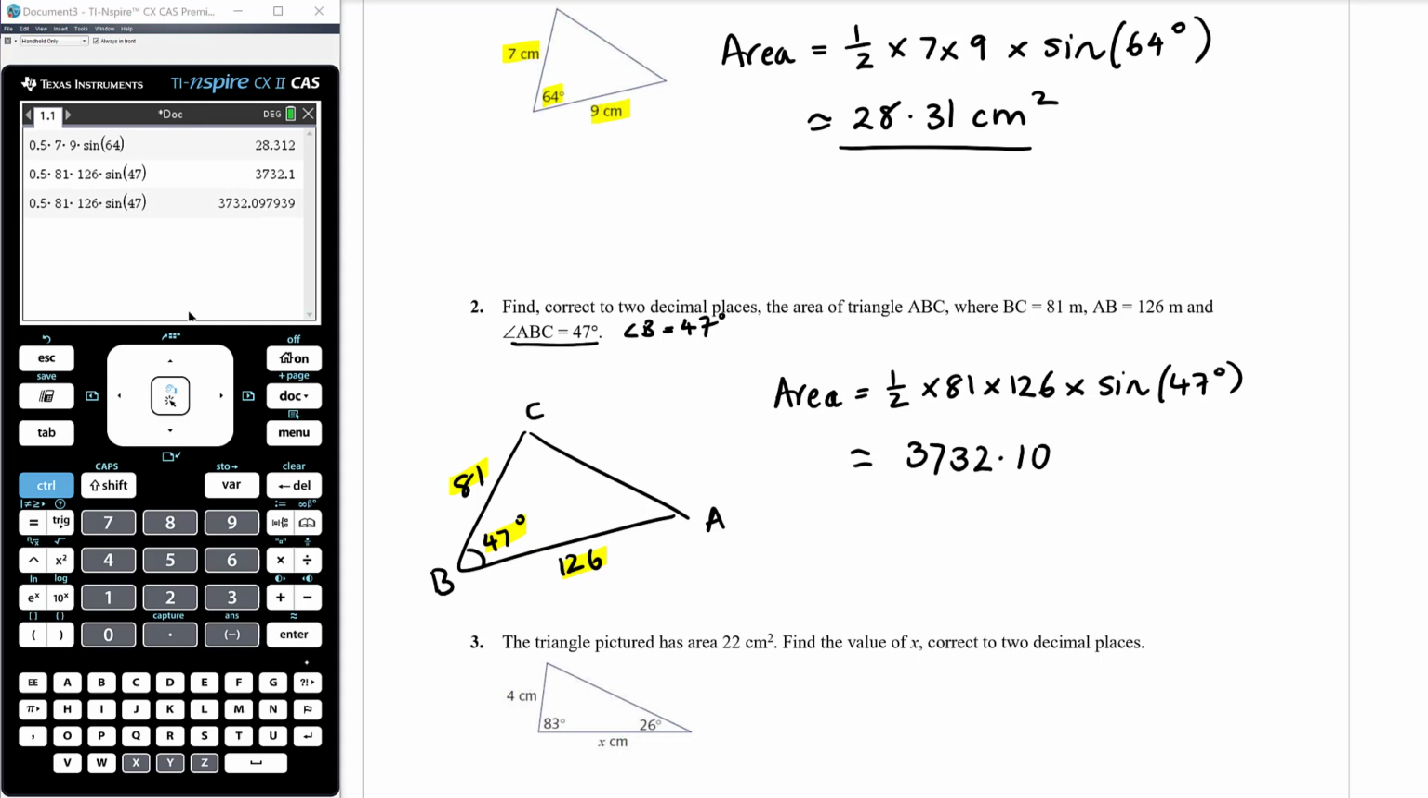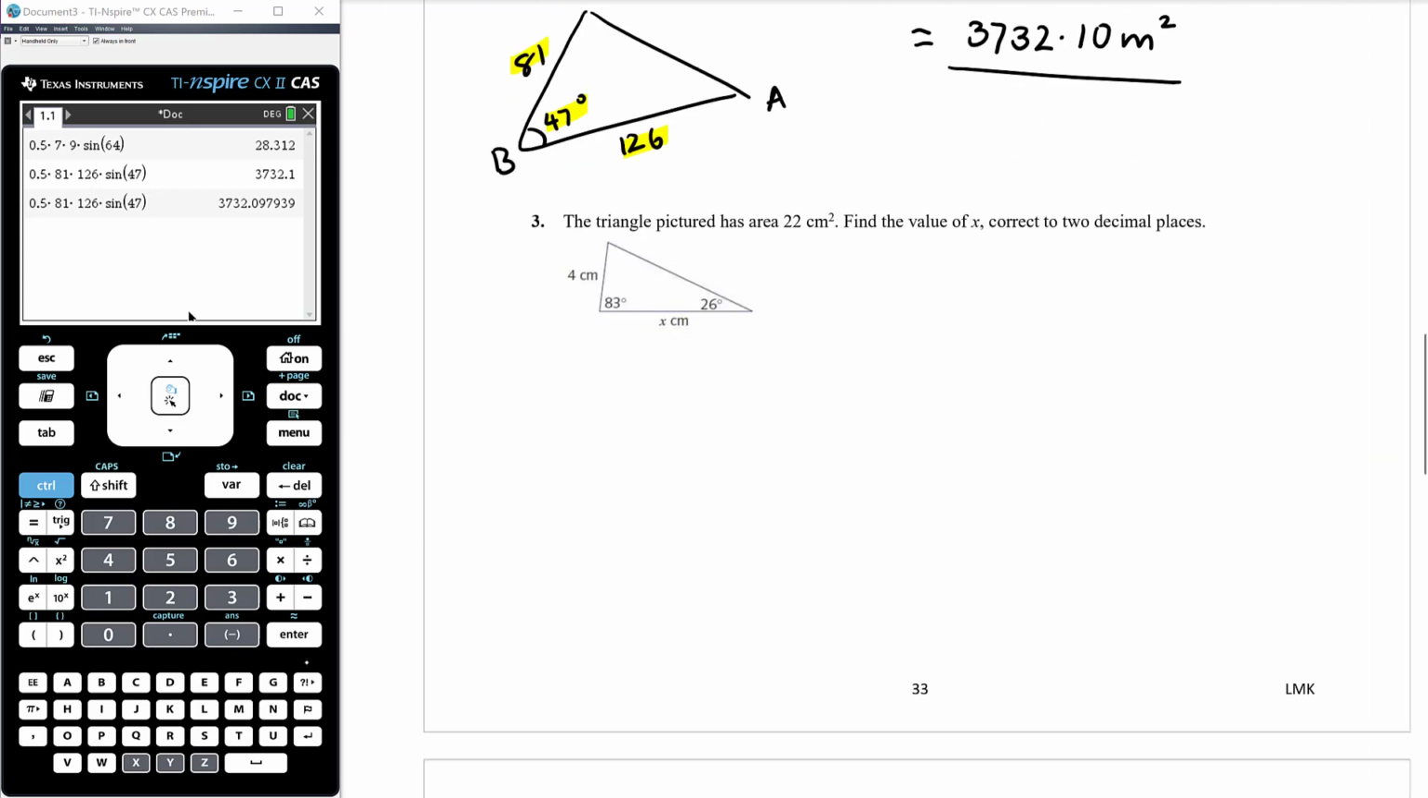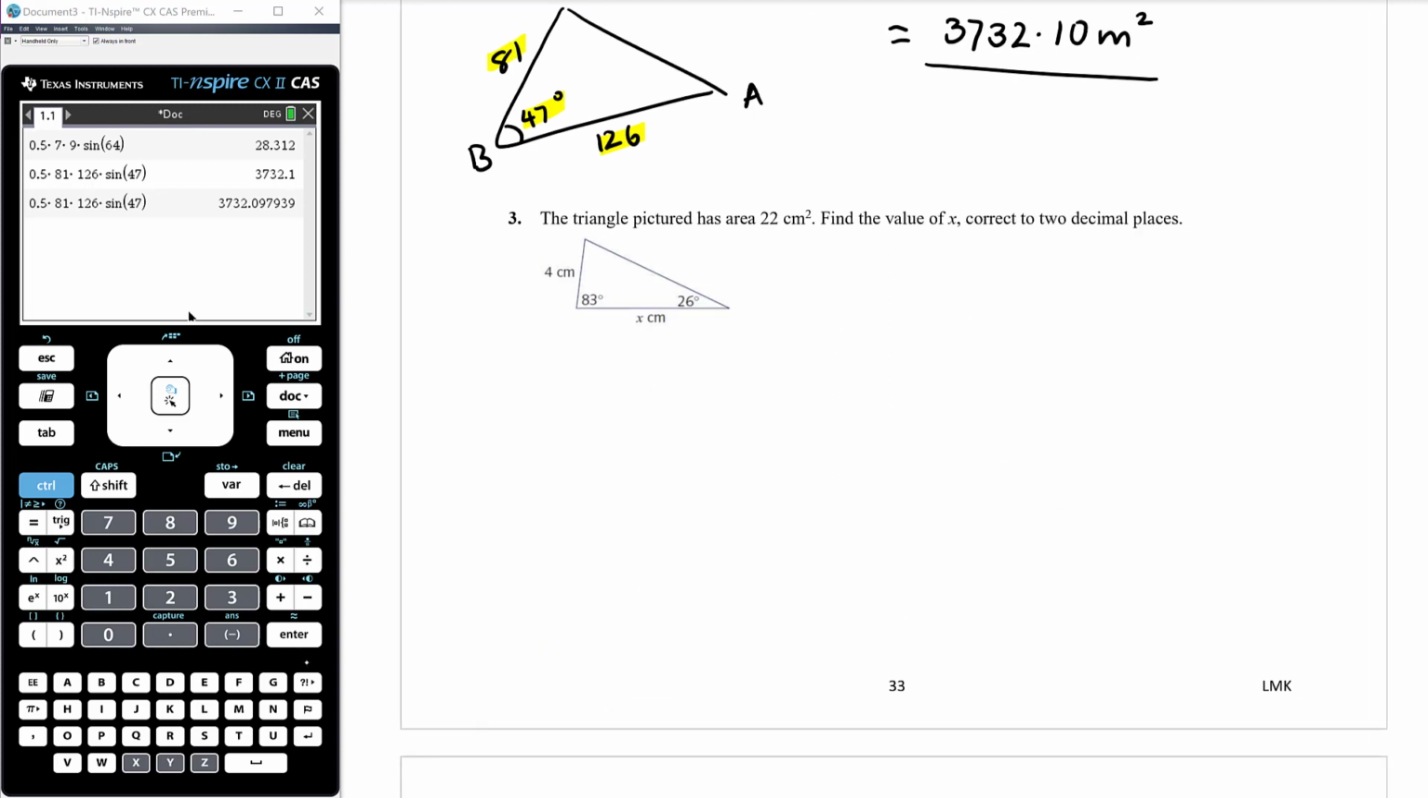Okay, units on that problem. What have we got? Our units are all in metres. This is an area, so this is metres squared. Okay, question 3. The triangle pictured has area 22 centimetres squared. So we've been told the area.